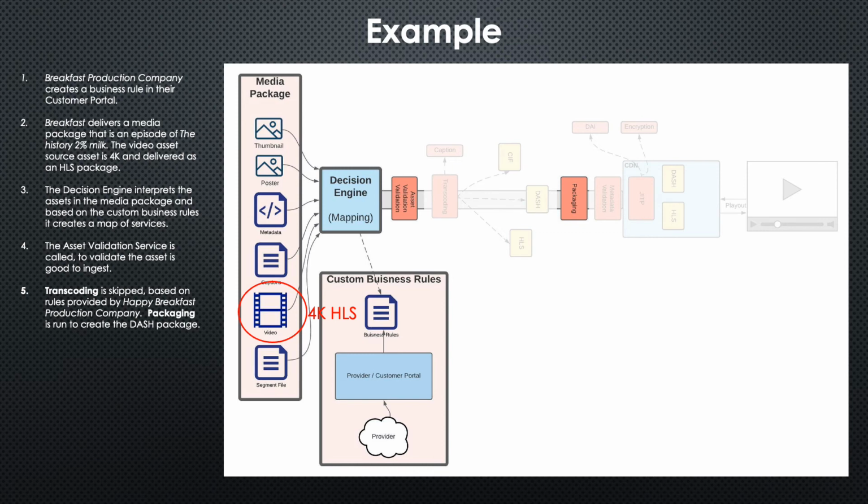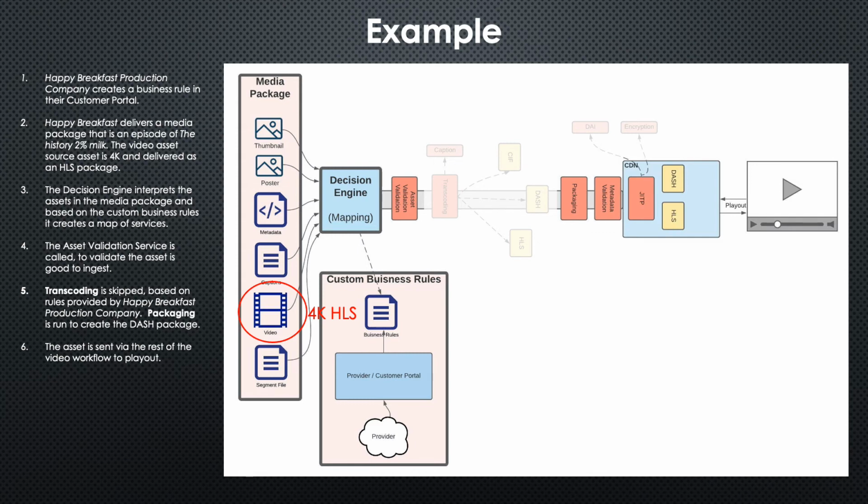skip transcoding. And the reason why we're skipping transcoding is because the rule was that if the asset was 4K and if the title of the show was History of 1% Milk, then we will skip transcoding. But we're still going to package. And the idea there is that that rule also says that, again, if it's 4K and it's History of 1% Milk, we don't transcode, but we still want to create a DASH package. So the packaging may still need to be there to create a DASH package from an HLS package.